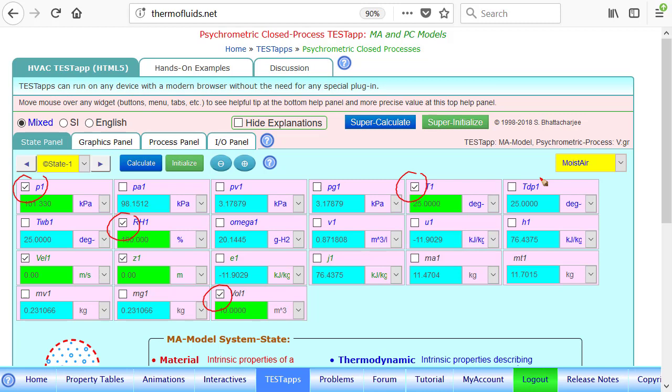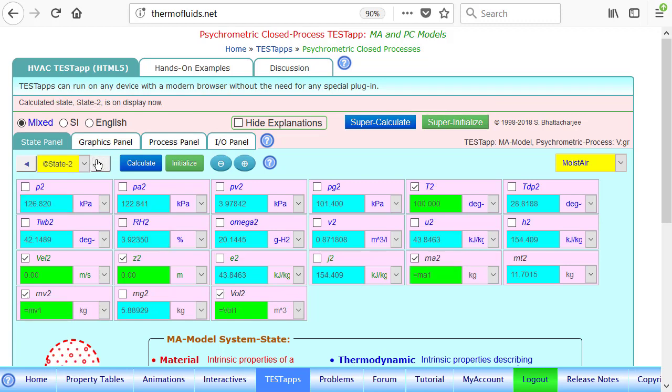So for state 1, it's completely calculated, but for state 2, we know we can solve it many different ways. We don't know the pressure. However, we know it's a rigid tank, so the volume is not going to change. It's the same as volume 1. Next, what we know, the final temperature is given to us. We don't know the relative humidity.